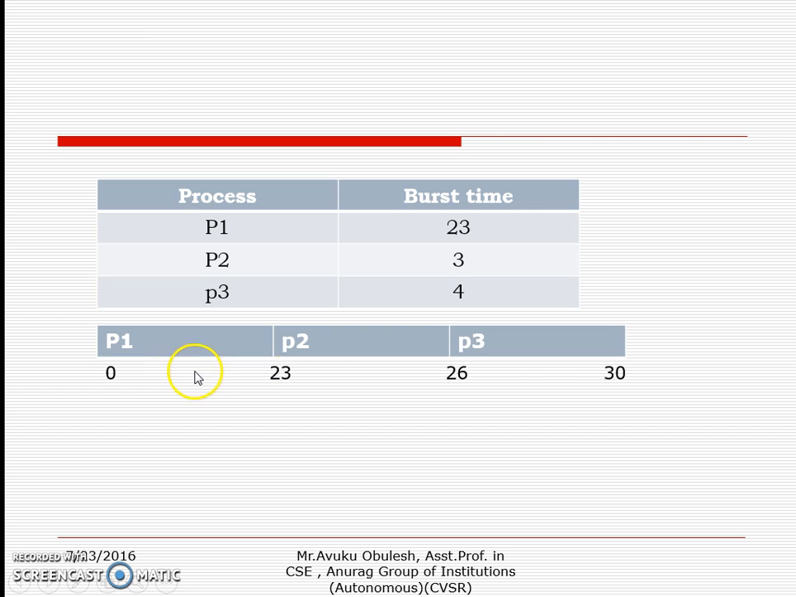This is a Gantt chart. First of all, P1 came first, that's why the CPU starts execution of P1, and P1 is executed up to 23 milliseconds. From there onwards, P2 will start and execute 3 milliseconds. That's 23 plus 3 is 26. Hereafter, P3 will start execution. As the P3 burst time is 4, 26 plus 4 is 30. This is a Gantt chart which exhibits the process execution on a timeline.